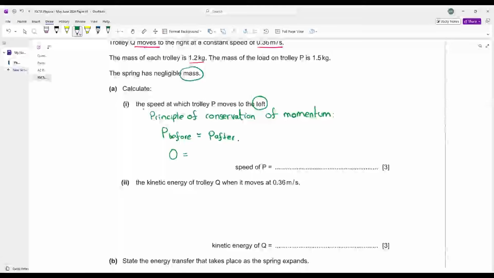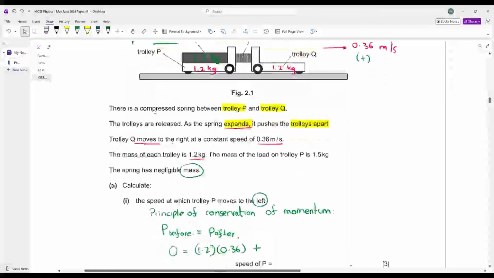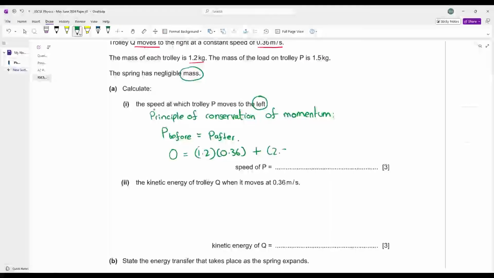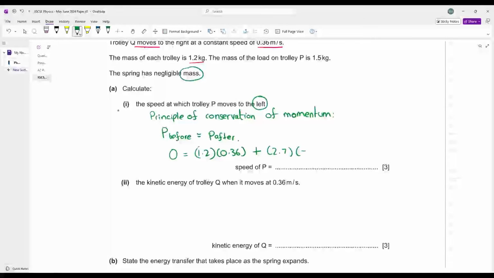So mass of trolley Q 1.2 into the velocity that is 0.36 plus what is the mass of trolley P? 1.5 plus 1.2 that is 2.7 multiplied by the velocity of P. Velocity of P is acting towards the left, negative VP. Take this to the left side. 1.2 into 0.36 is equal to 2.7 VP. Can you calculate VP? 1.2 into 0.36 divided by 2.7 is equal to VP.